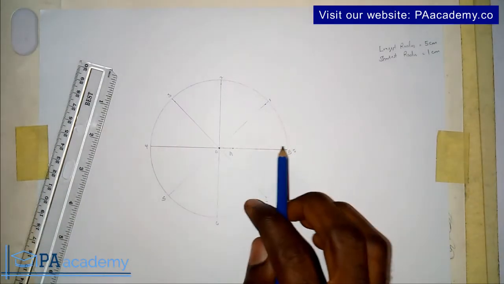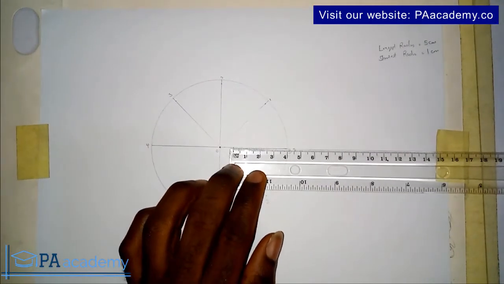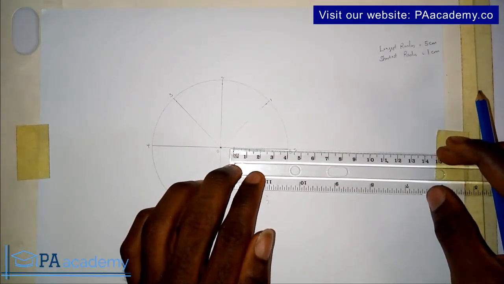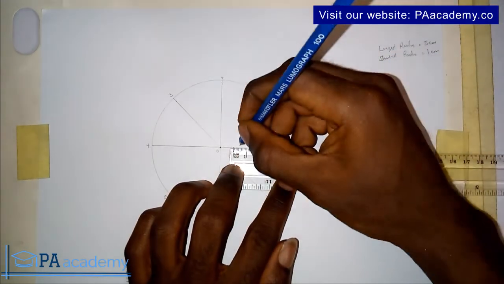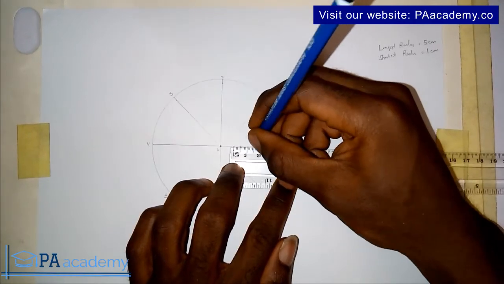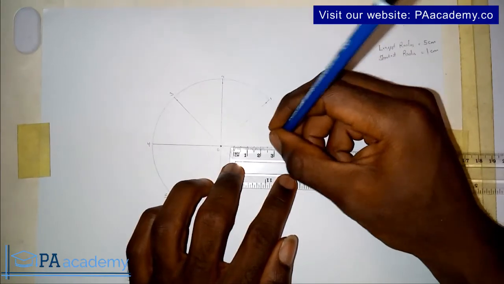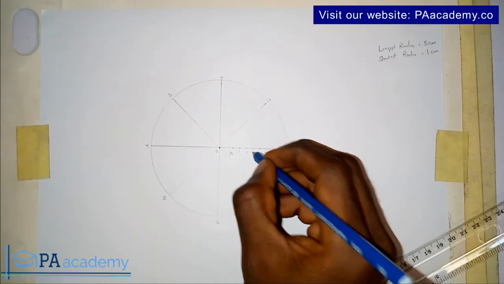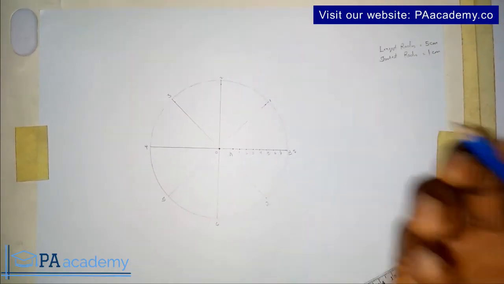Now the distance between A and B, let's see what I'm having here. I'm having 4 centimeters. So I'm going to divide it into 8, which will be 0.5 centimeters apart. Let me note those points and number them: 1, 2, 3, 4, 5, 6, 7, and then 8.